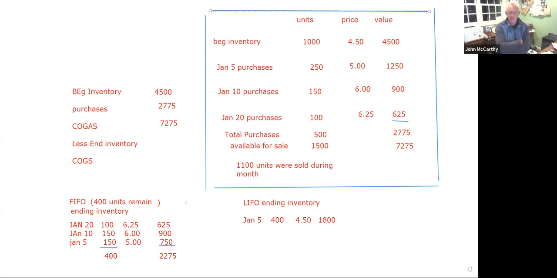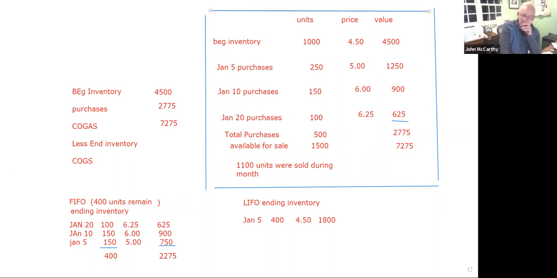Okay, so that's what we're going to do. That's what I've done. So FIFO means first in, first out. We know that. So that means you assume that the earliest purchases are going out the door, and the most recent purchases are still on hand and are in inventory.